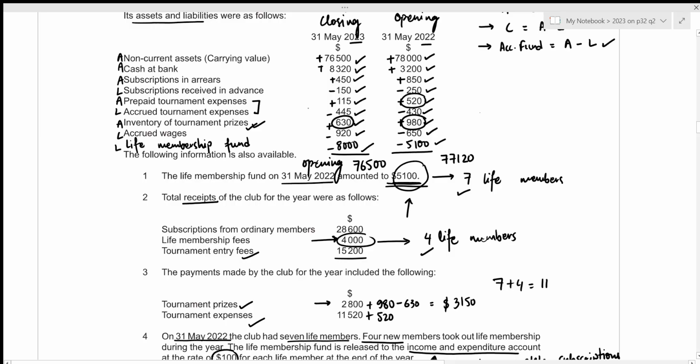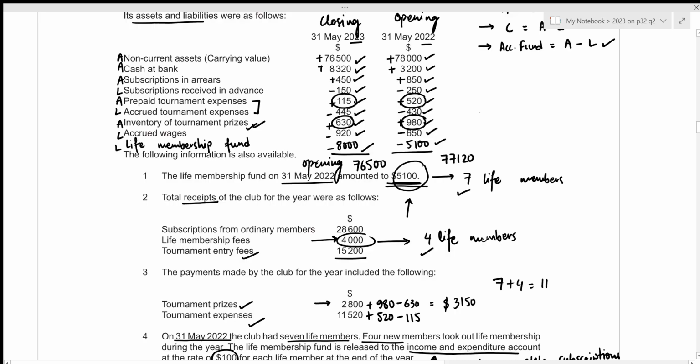And the opposite will be the case for our closing value, because this is again a prepayment. We made the payment of 115 in this year, but this is for the expenses for the next year. So we cannot categorize this as expense for the current year. We need to exclude it. So that's minus 115. Now let's look at the accrued.